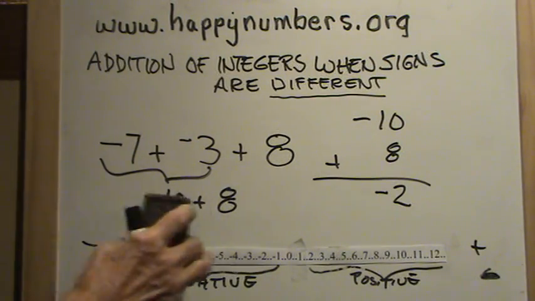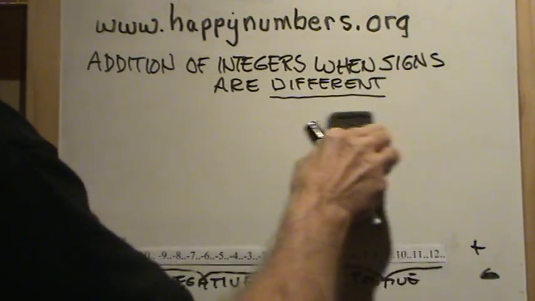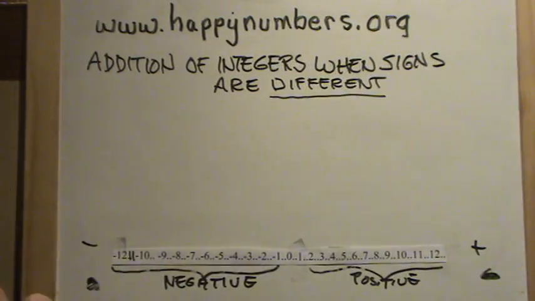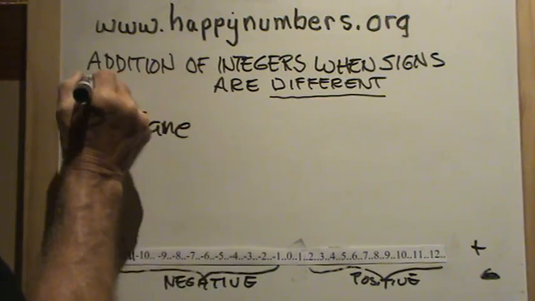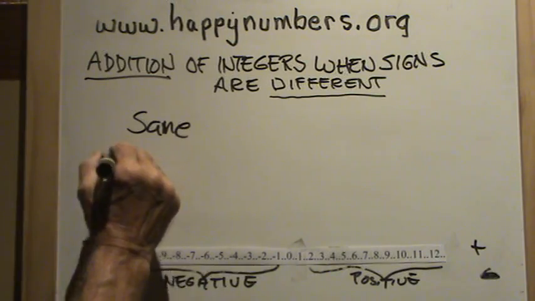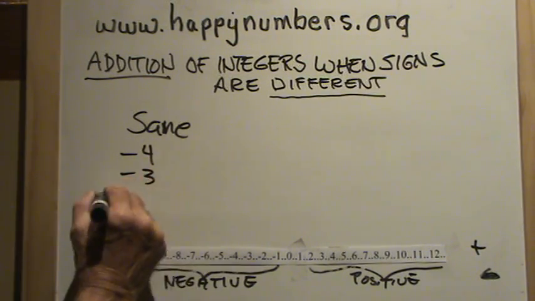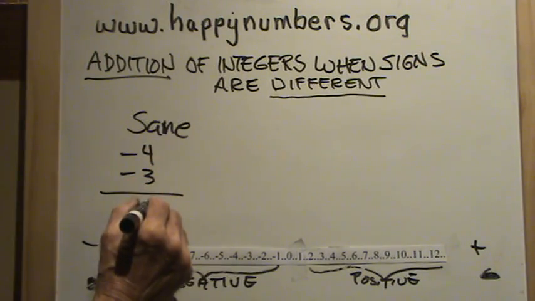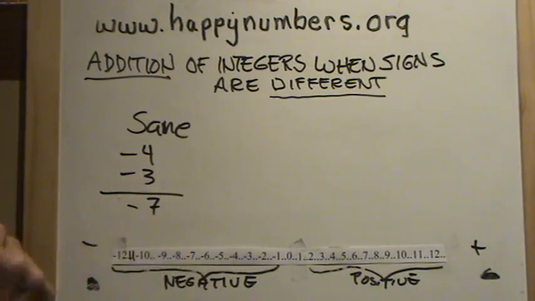Okay, again, a review. If we're adding integers and the signs are the same, we just combine the numbers, -4, -3. We just combine the numbers, 4 and 3 is 7, and we use the common sign.